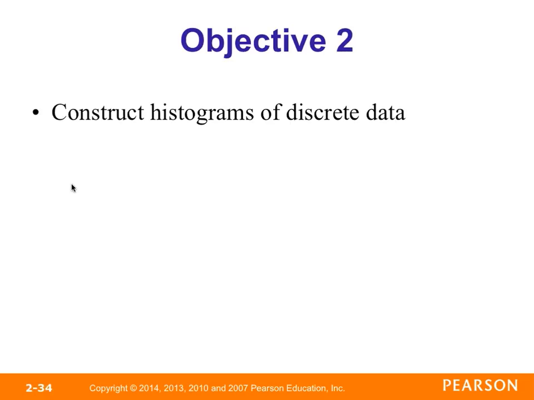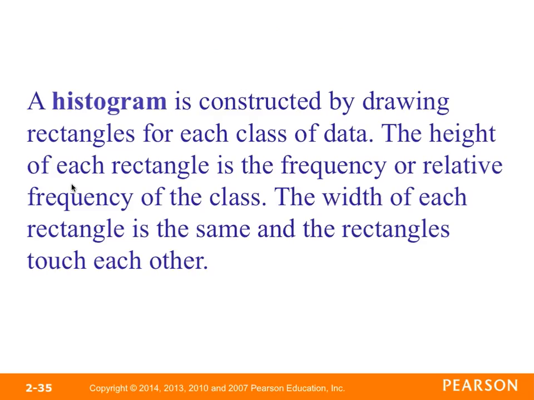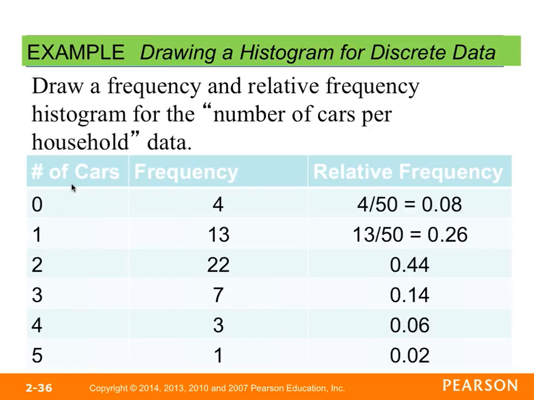So if we want to construct something that looks like a bar graph, it's actually called a histogram if we're talking about discrete data. A histogram is just constructed by drawing, again, rectangles for each class of data. The height is going to represent the frequency or the relative frequency. The width is going to be the same. And here's the difference between a bar graph and a histogram. The rectangles touch each other.